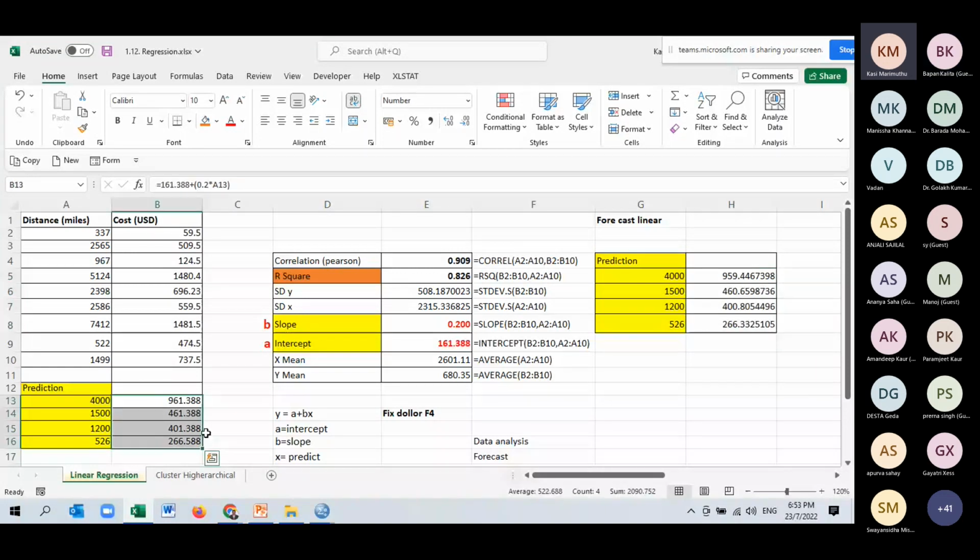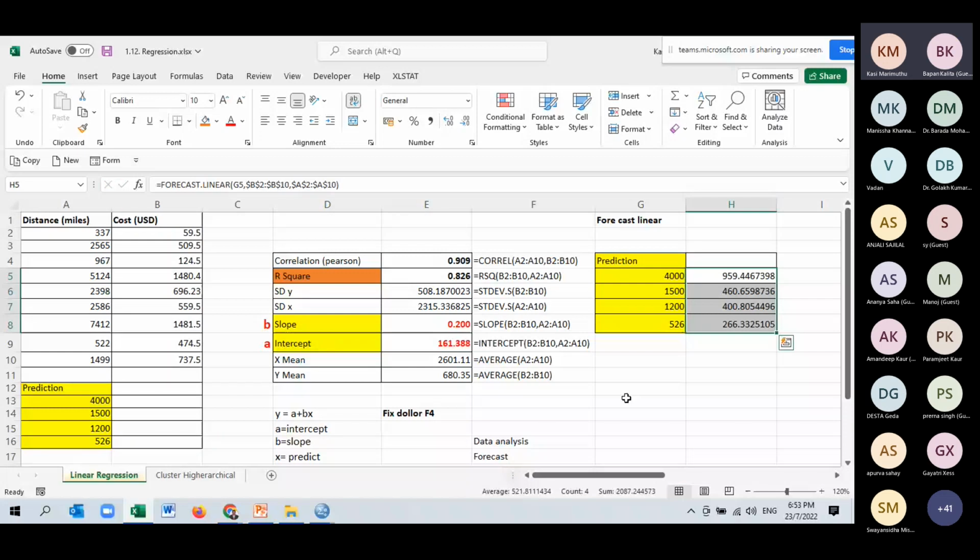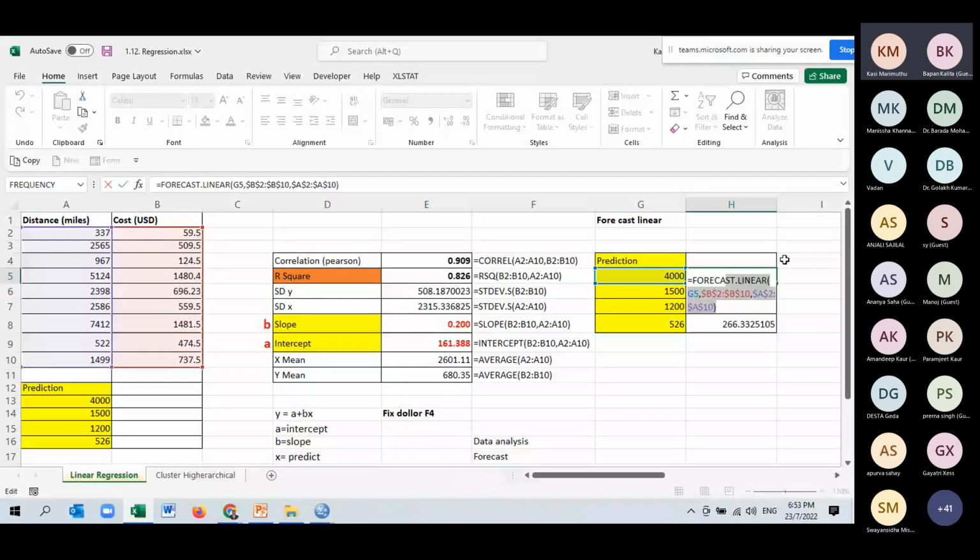Otherwise, we'll go for it. The formula is easy, equal to. So please tell me whether you got this answer or not. 959, 460, 400, 266. Anyone? Have you got it? No response. I will repeat otherwise. Don't worry. Shall I repeat? Yes, sir. Please. Okay.